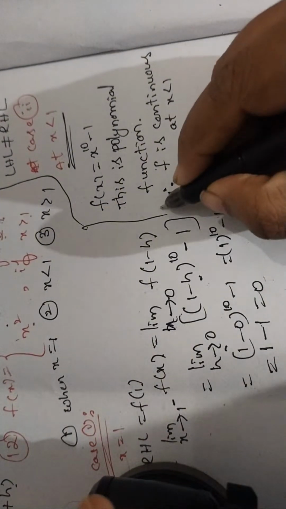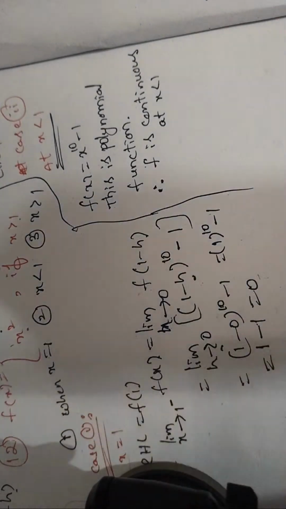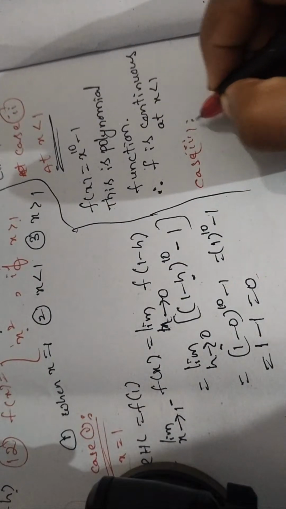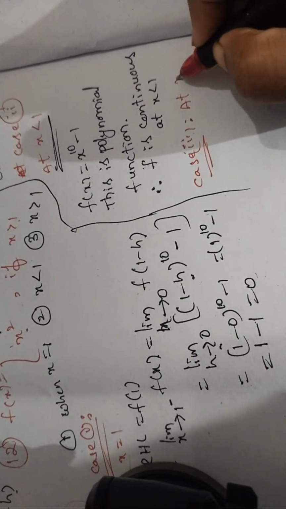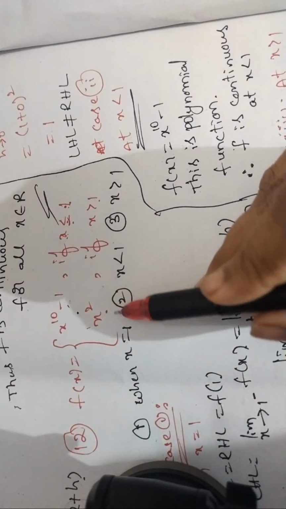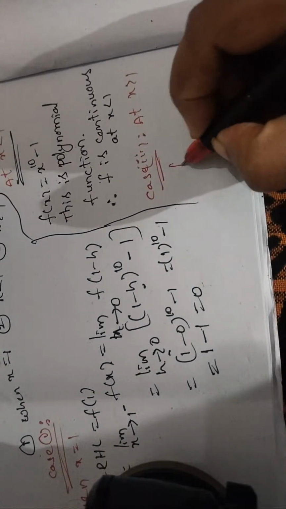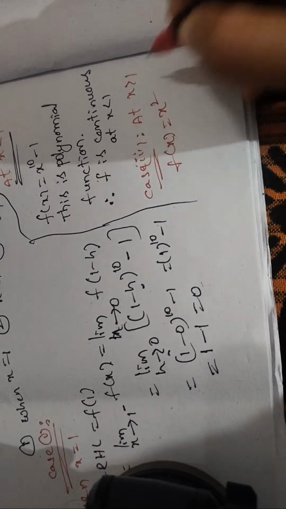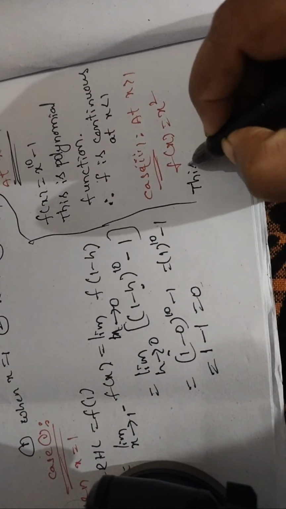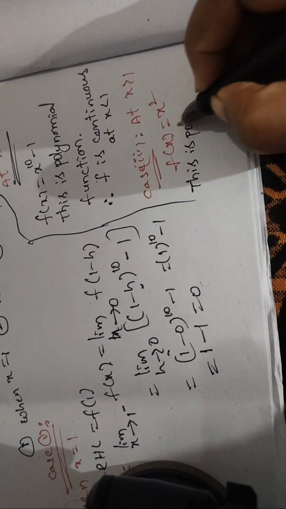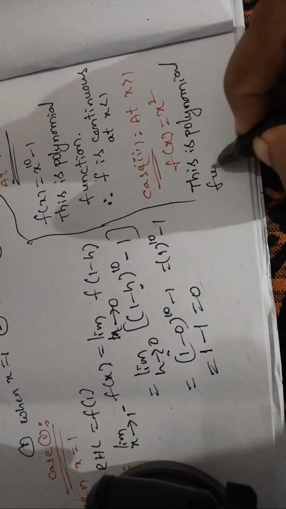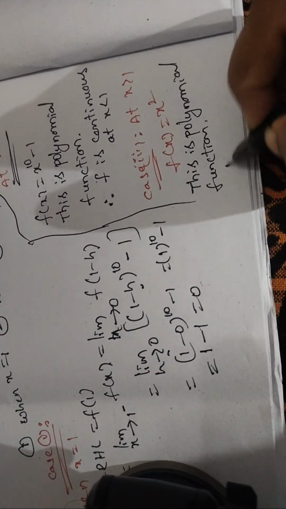Next, the third case, the last case. The third case is when x is greater than 1. What is the function? The function is x square. So, f of x is equal to x square. This is also a polynomial function. Therefore, f is continuous.